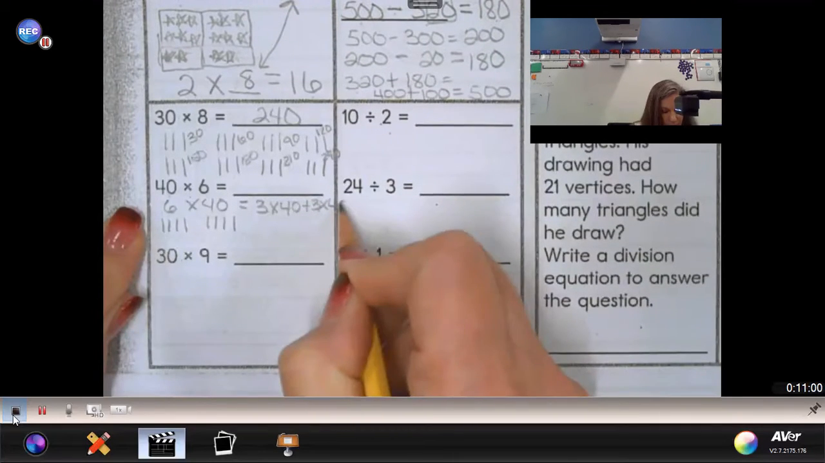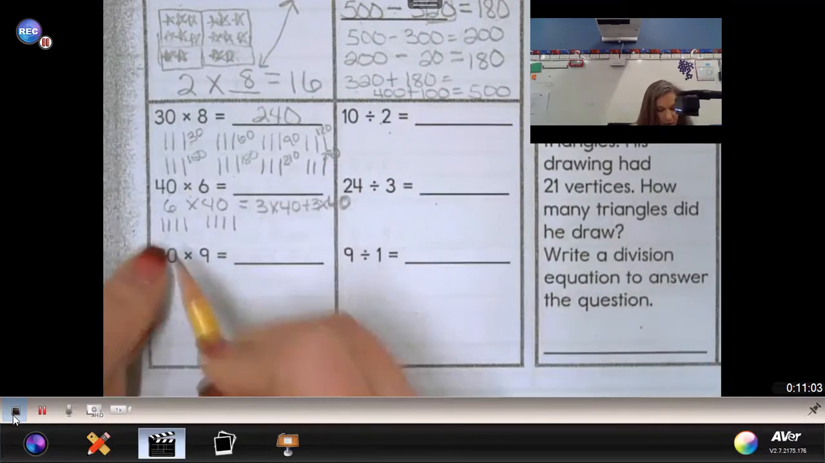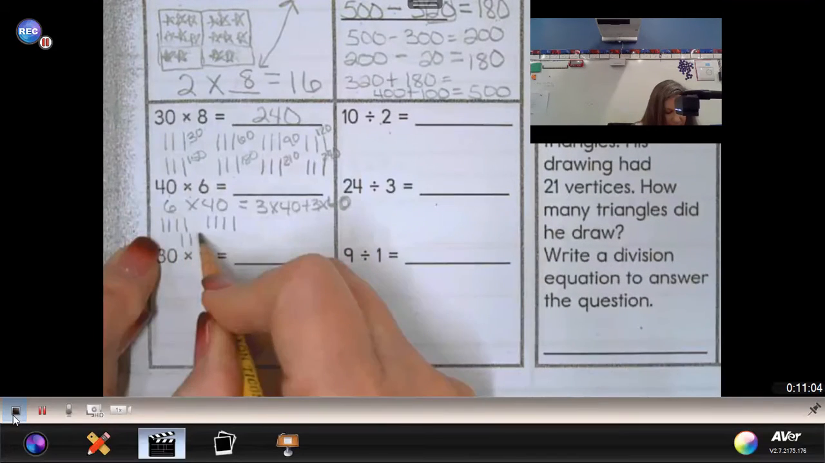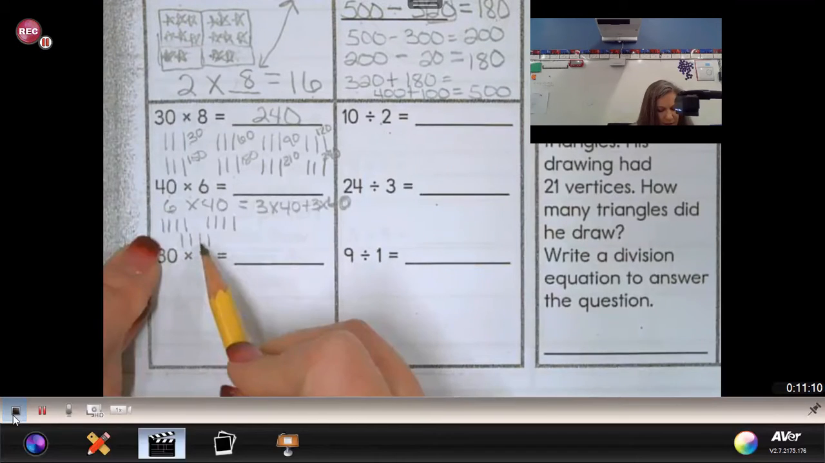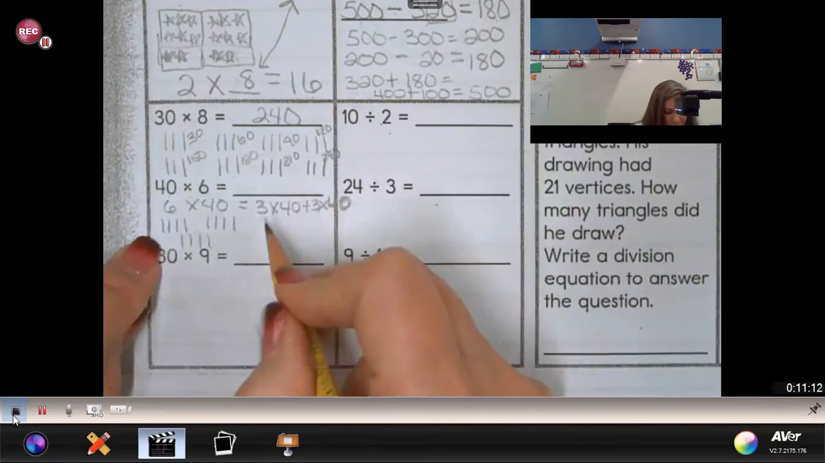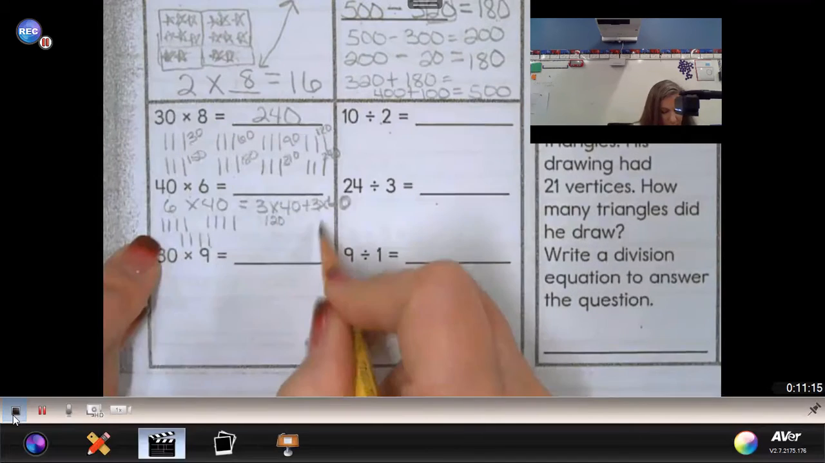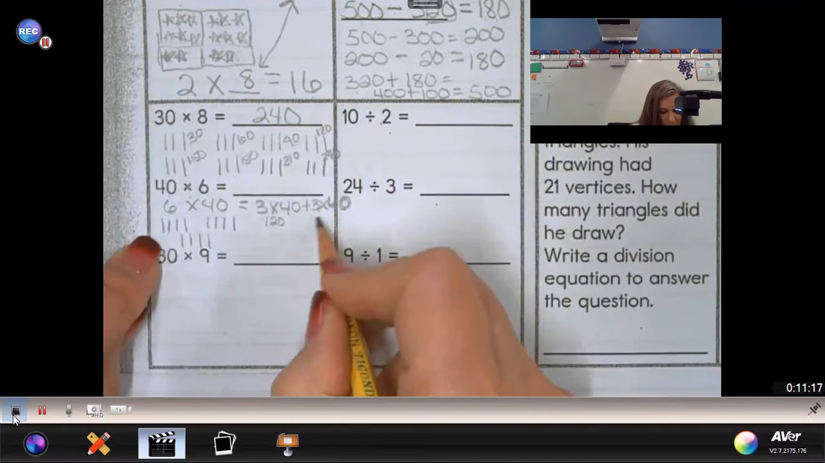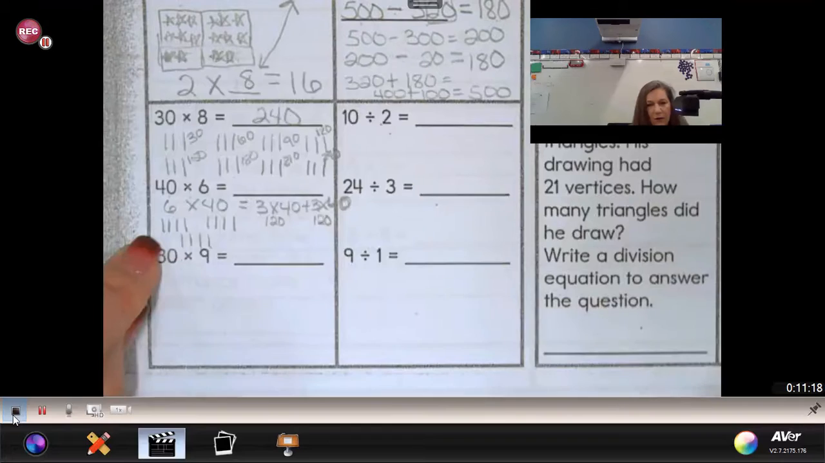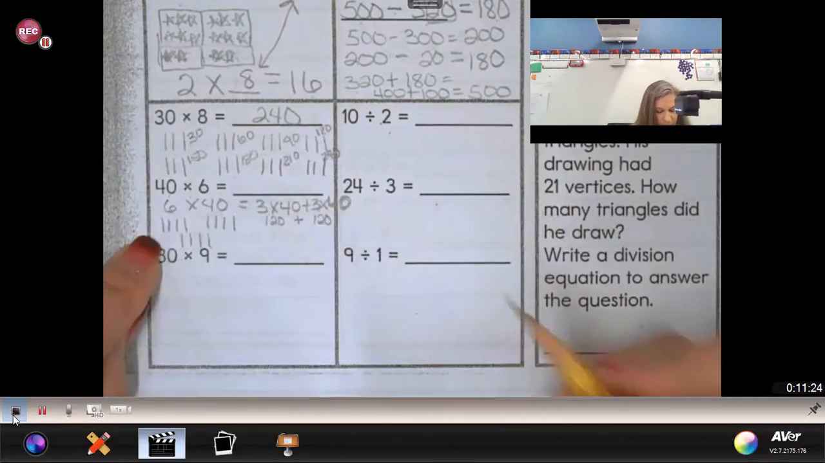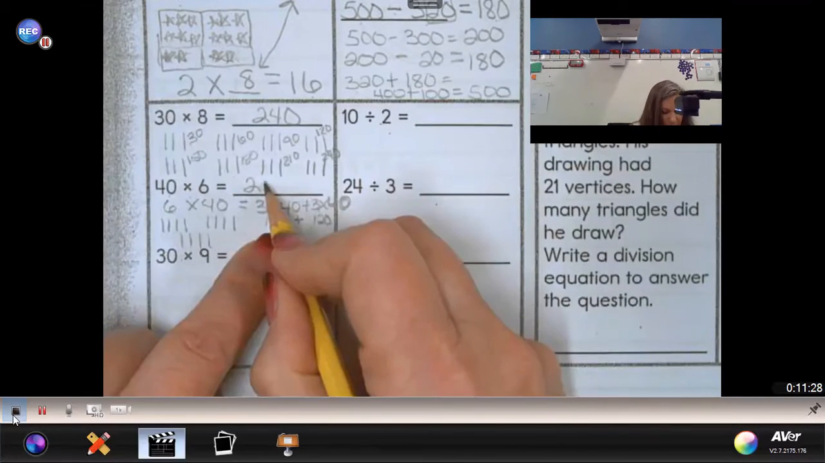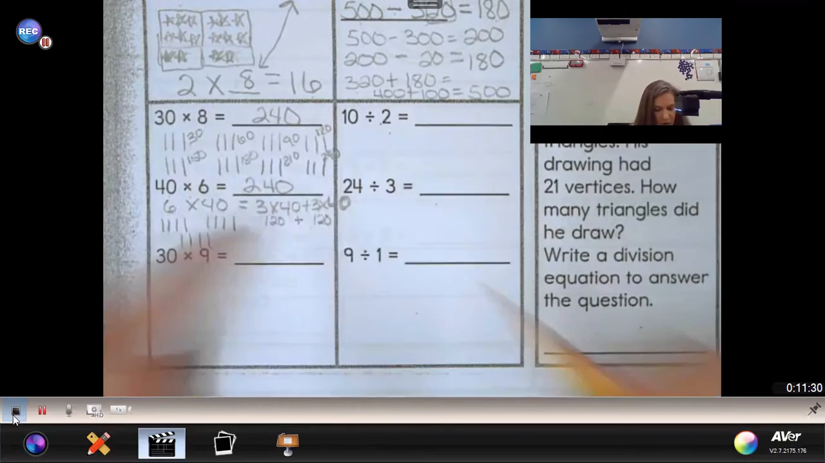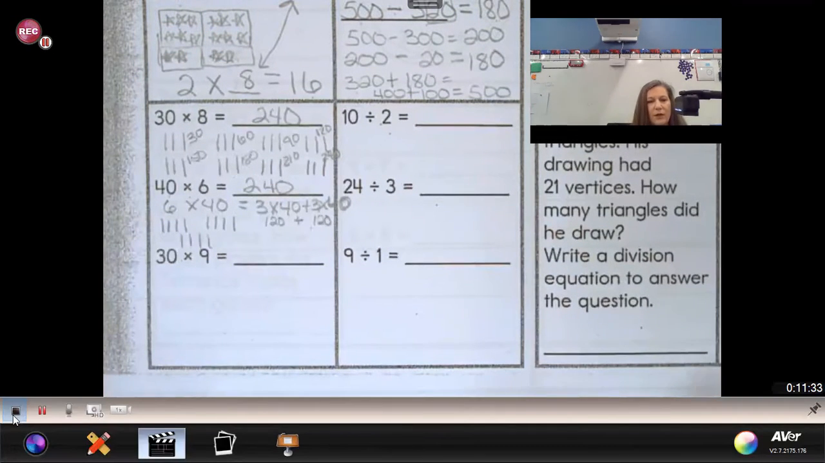Now we could also break this down as 3 groups of 40 and another 3 groups of 40 if we want to use the distributive property, our distributive thinking here. So 3 groups of 40, that's 80, 90, 100, 110, 120. So 3 groups of 40 is 120. If I have 3 groups of 40 equals 120, then another 3 groups of 40 is also going to equal 120. And 120 and 120, 100 and 100 is 200. 20 and 20 is 40, and I don't have any ones. So my product is going to be 240.